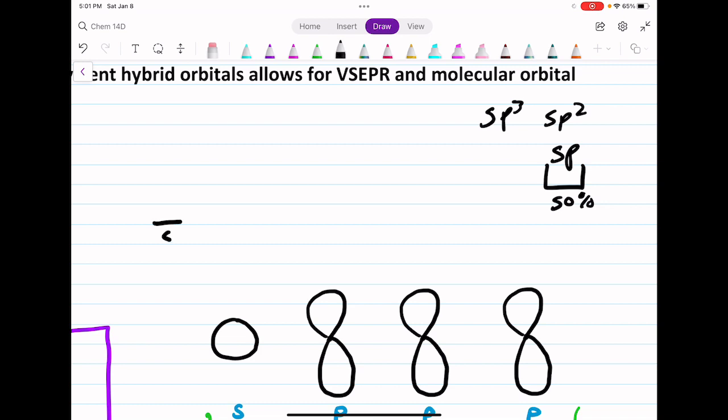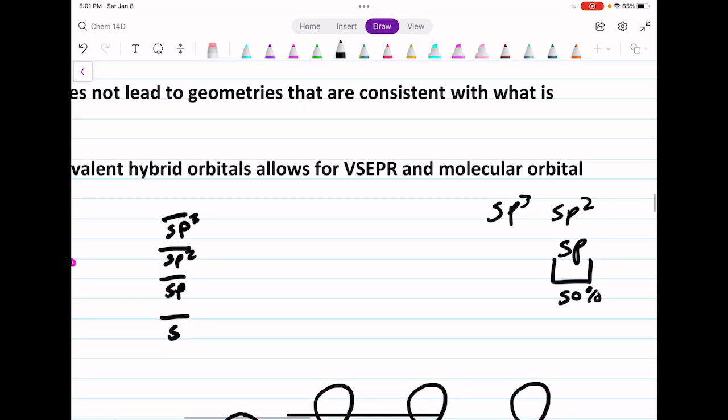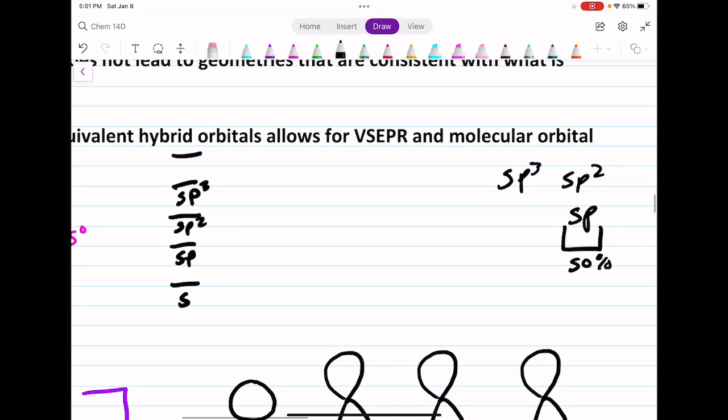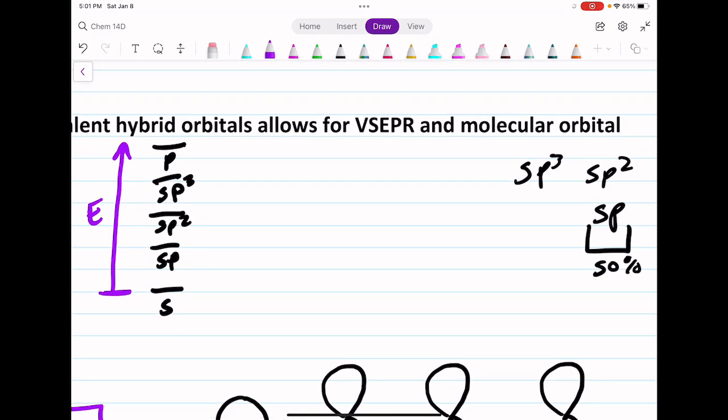The s orbital is the lowest in energy. Then the one that has the most s character, which would be sp. Then sp2. Then sp3. And then a pure p orbital. So if we're looking at this in terms of an energy scale, this is the lowest energy and this is the highest energy, so energy is going up there. And again, all these relative energies have to do with proximity of the electrons to the nucleus. The closer they are to the nucleus, the more stable they're going to be.